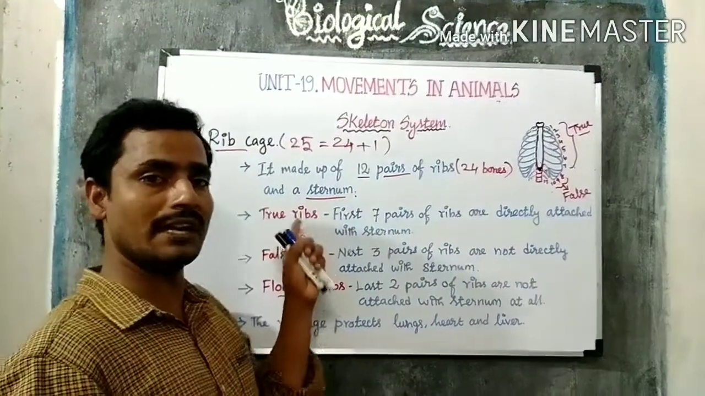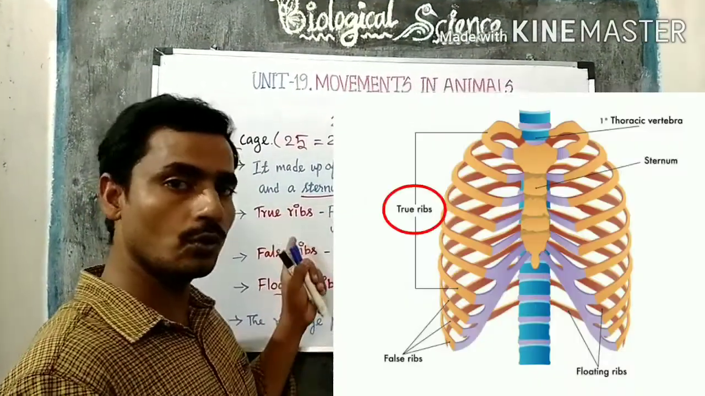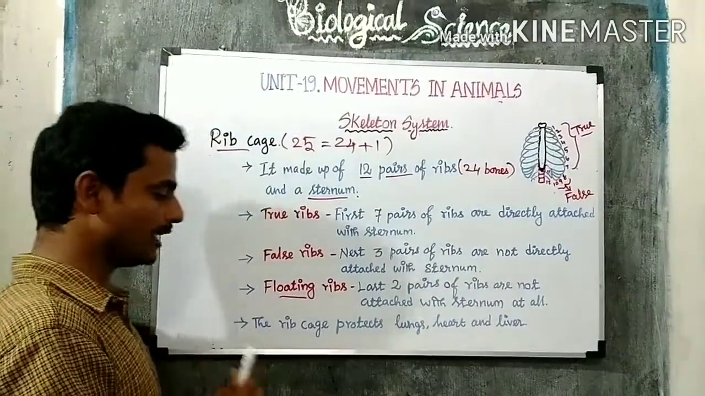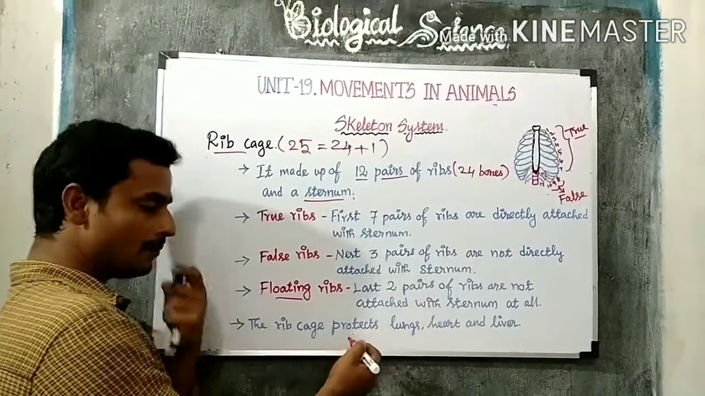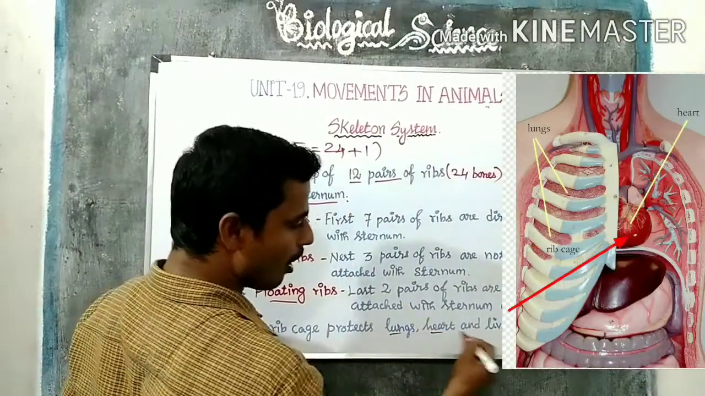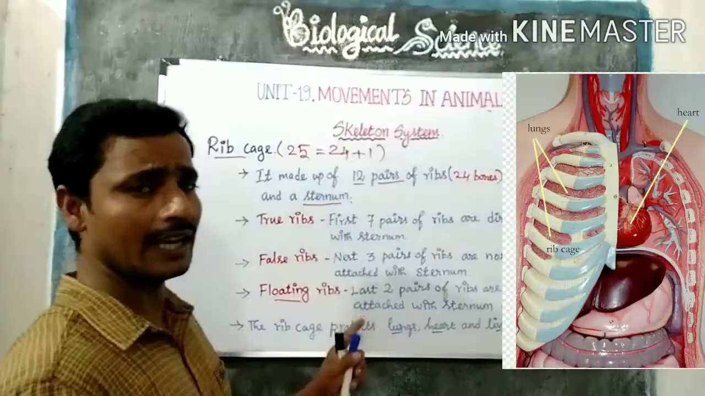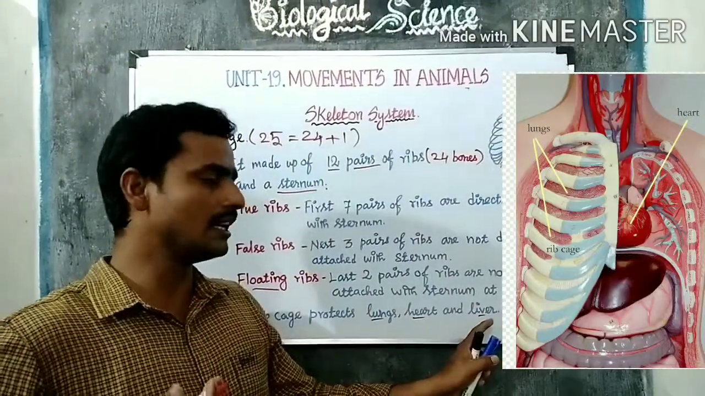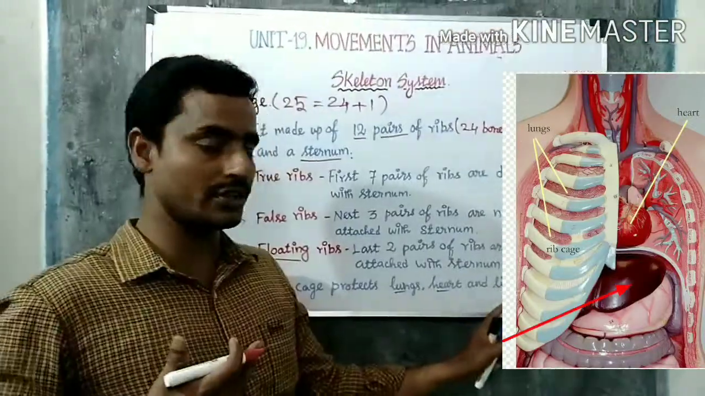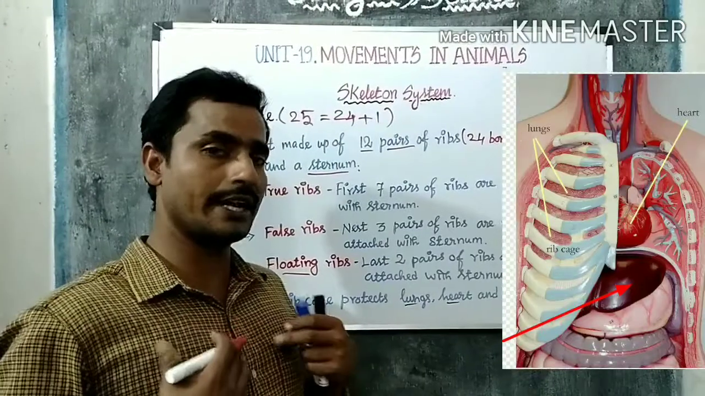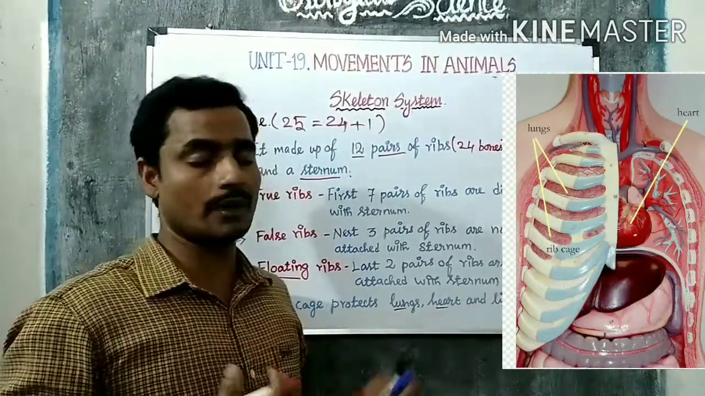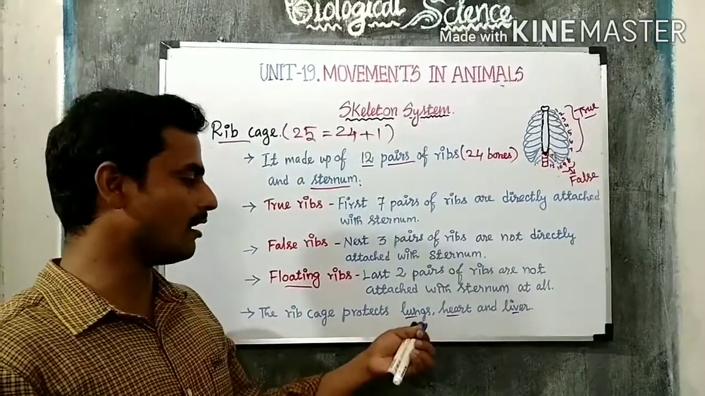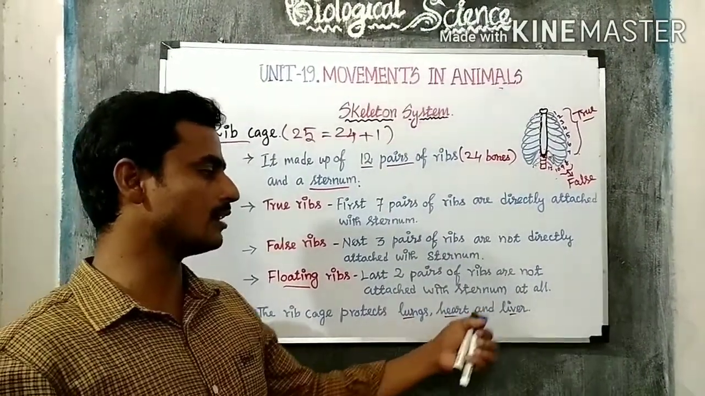So the ribs can be classified into 3 types: true ribs, false ribs, and floating ribs. The function of the rib cage is to protect the lungs, heart and liver. Partially the liver is placed in our chest region. So the rib cage will protect the delicate organs such as lungs, heart and liver.